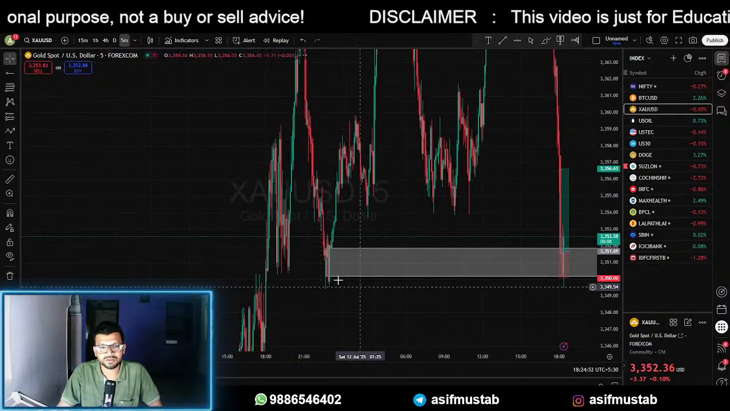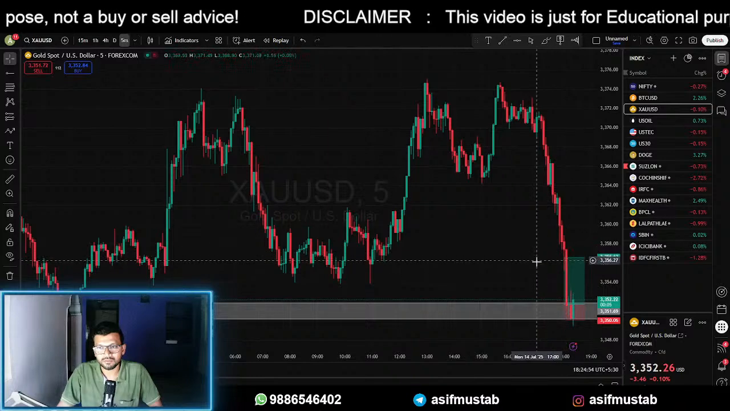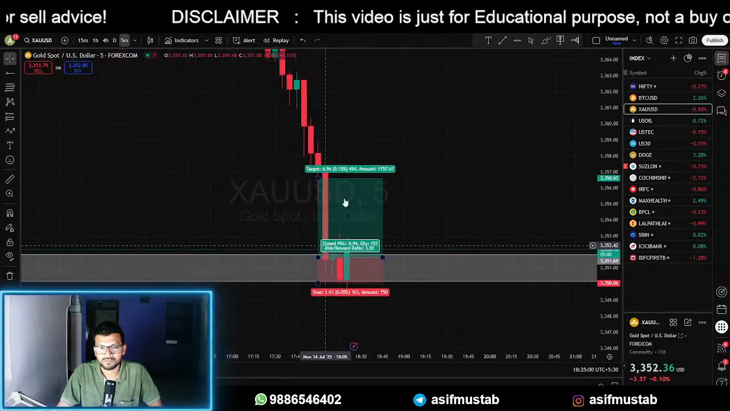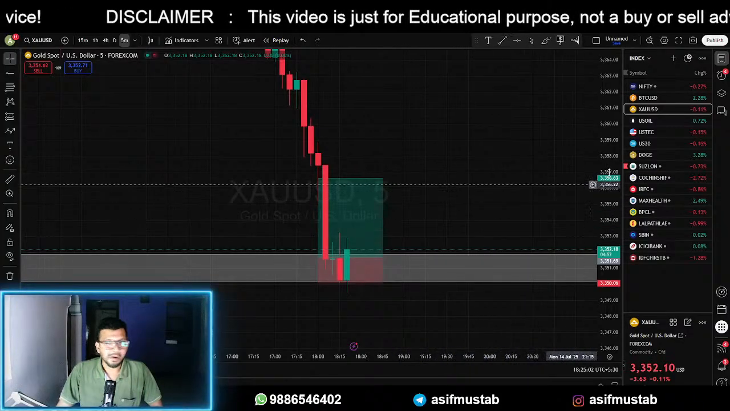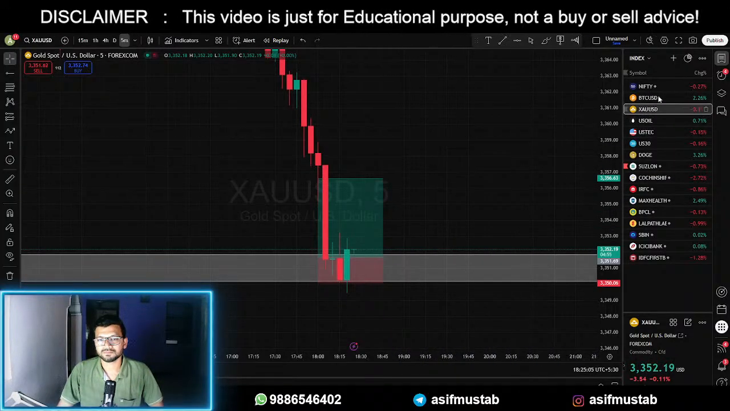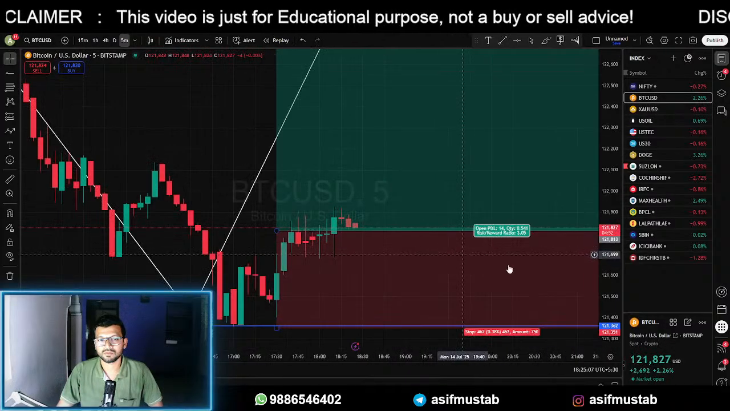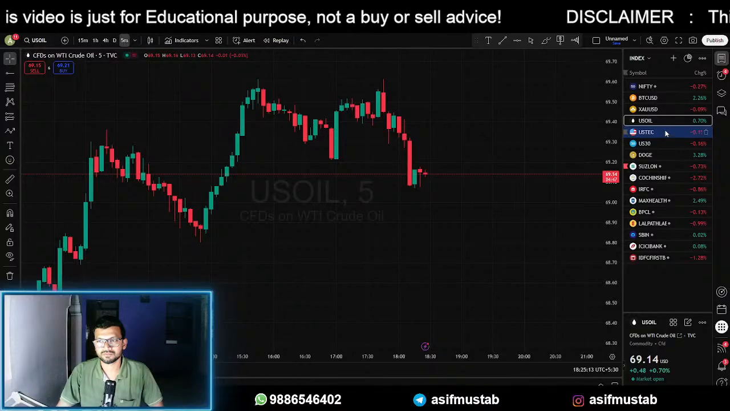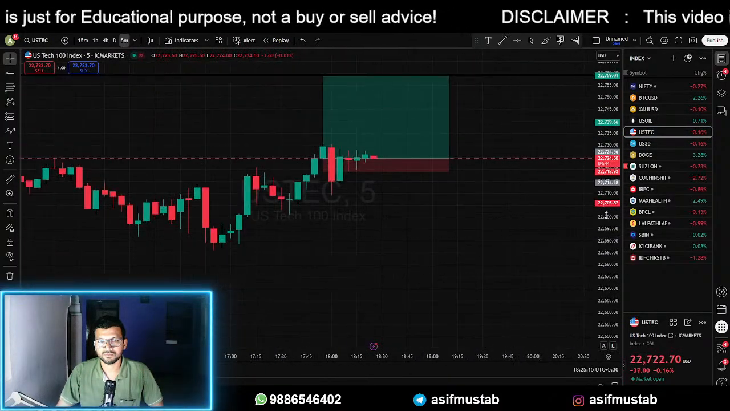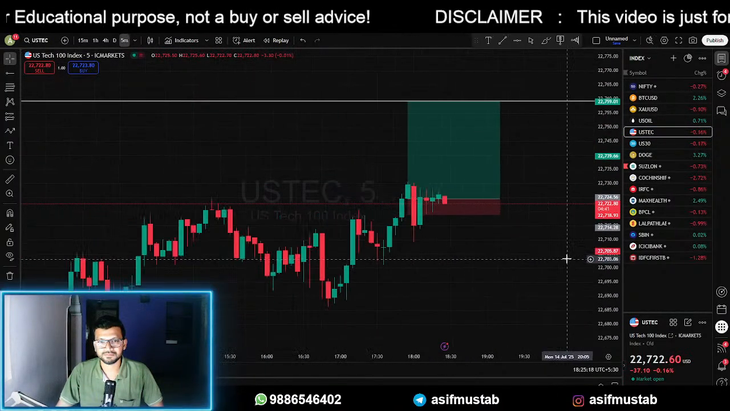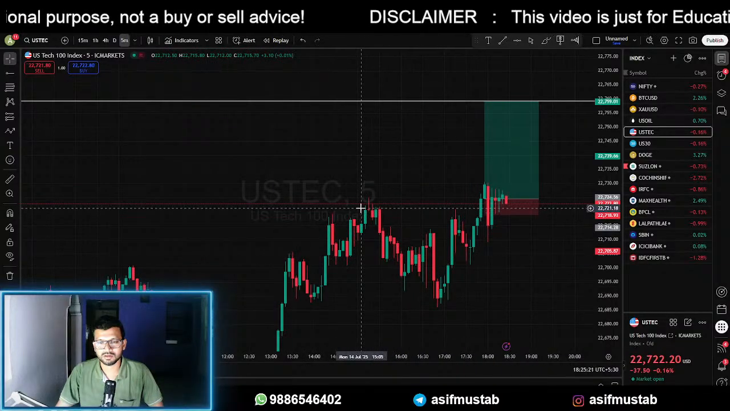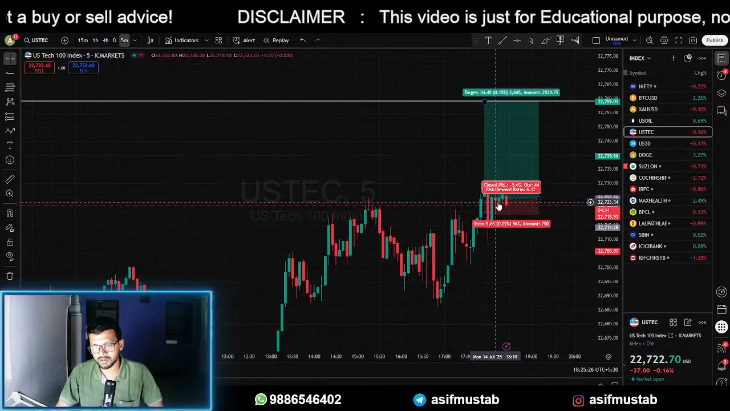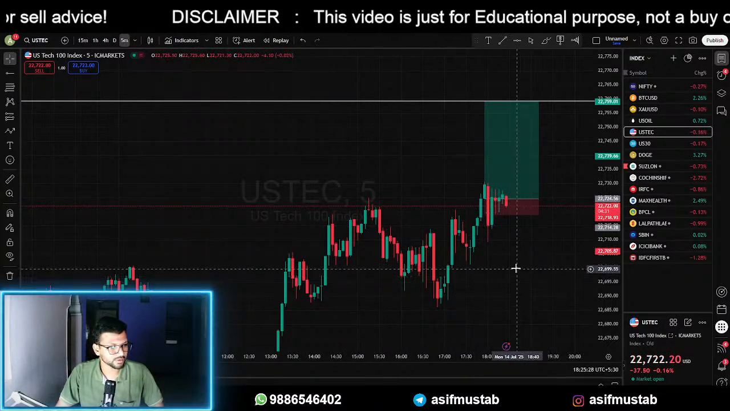See, as I told you, this is our order block, and from this order block we can see the reversal. In US tech, this resistance was broken, then the retest was below this level. Okay, this retest must be above this resistance level only.